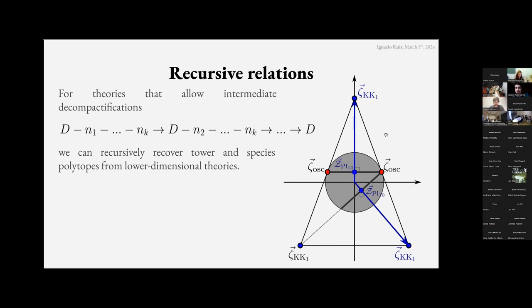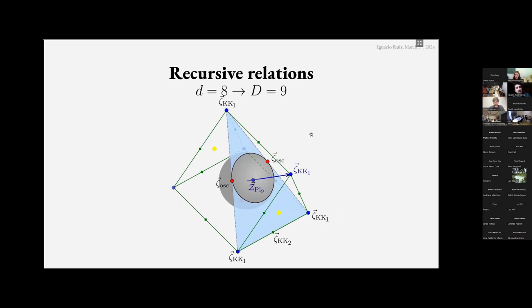In 9D, two of the KK limits are inequivalent, this one and this one. And depending on where we're moving, we will recover the polytope associated to type 2b, for example, or to type 2a. One can do the same in 8D, where all the KK limits of compactifying just one dimension are equivalent. And if we move to one of them, we will recover this unique polytope of vectors in 9D that again lay at the height of the 9-dimensional Planck mass, which is where we're moving towards.